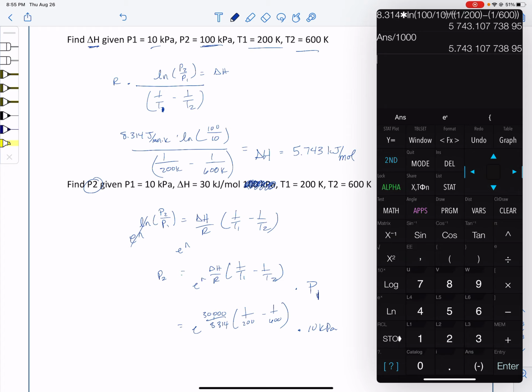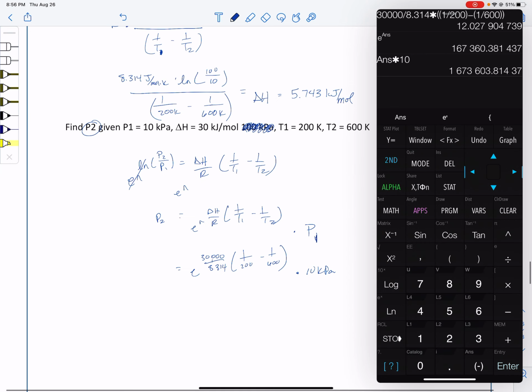So I'm going to do the thing where I solve for the exponent area first, just because it's easier. It's less parentheses to put in my calculator. Divided by 8.314 times 1 divided by 200 minus 1 divided by 600. Parentheses close, so that's that whole number. And then I'm doing e raised to the, and then I'm just going to use my second answer function. And then that times 10, and it's going to be a big number.